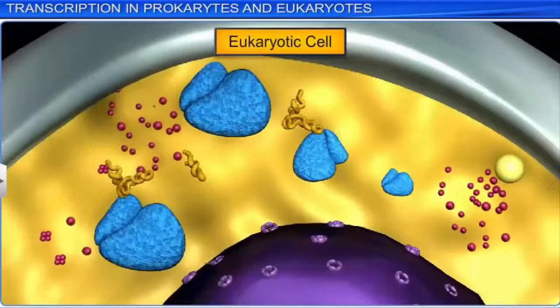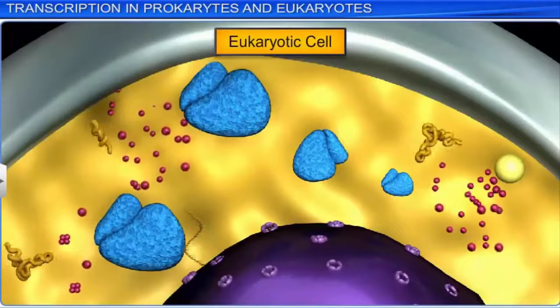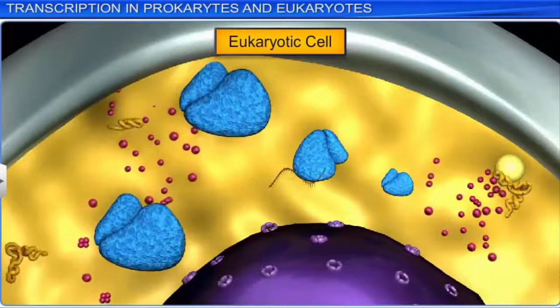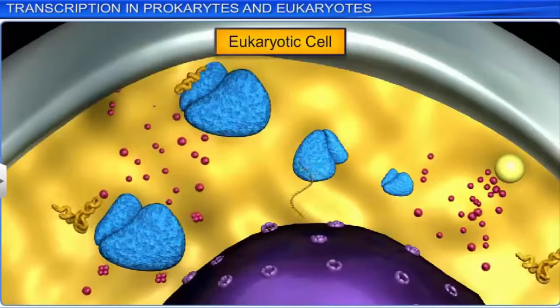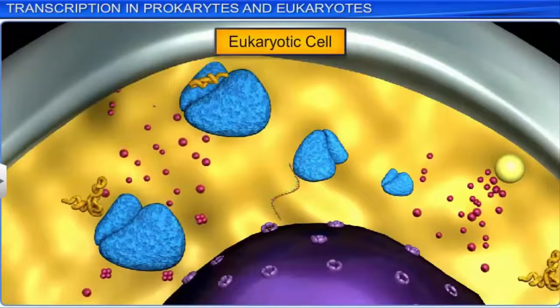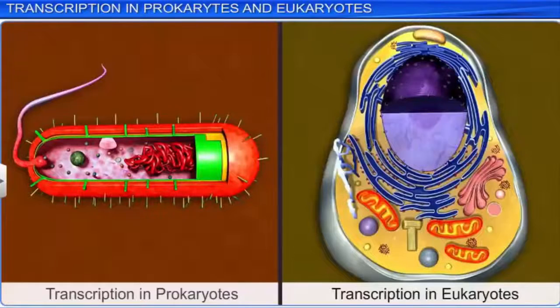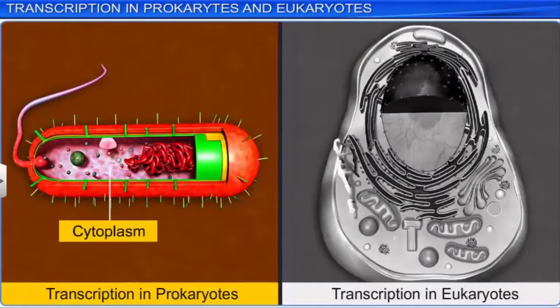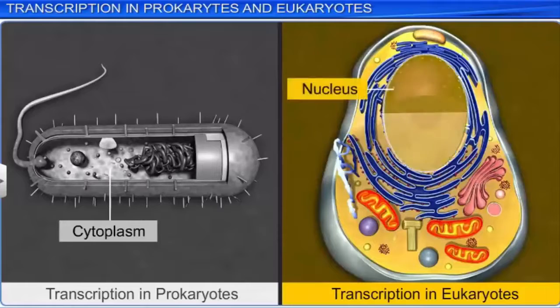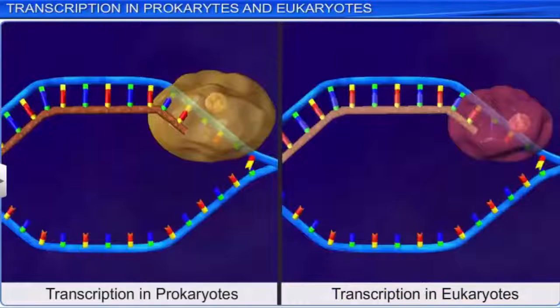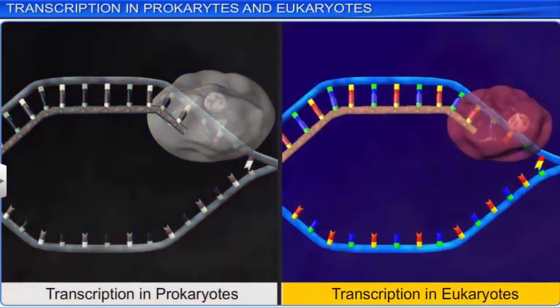The stages of transcription in eukaryotes are similar to that of prokaryotic transcription. However, there are some differences as well. Let's understand them in detail. Unlike prokaryotic transcription, which occurs in cytoplasm, in eukaryotes, transcription occurs in the nucleus. There is only one RNA polymerase in prokaryotic transcription. However, eukaryotic transcription involves at least 3 RNA polymerases.